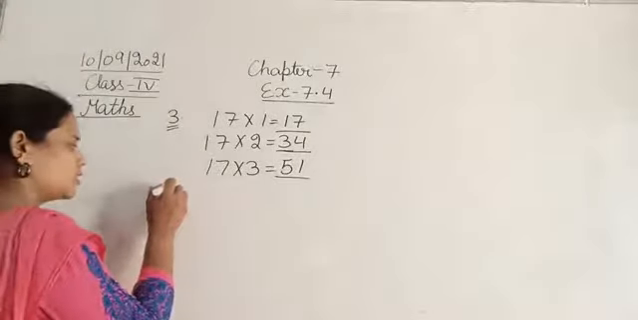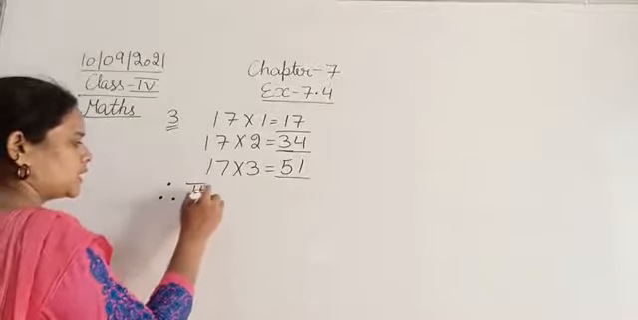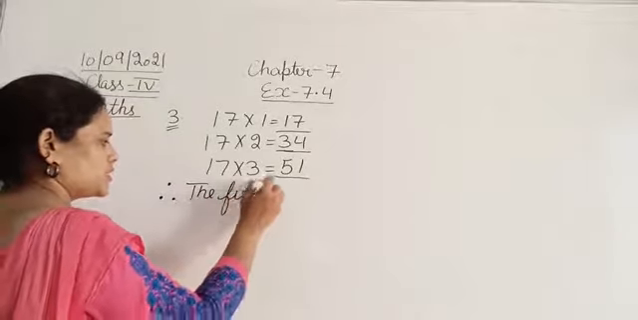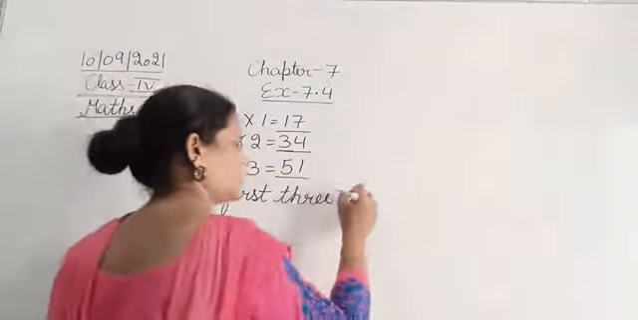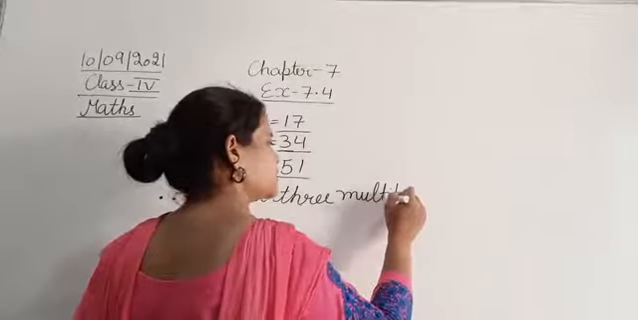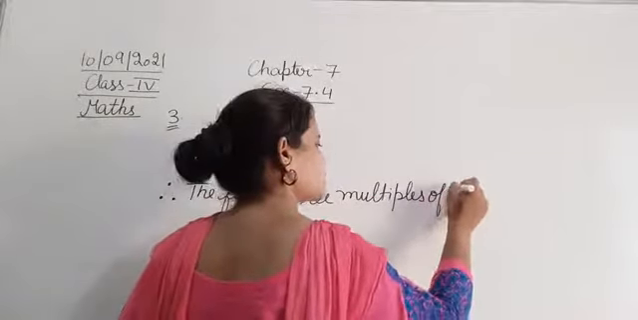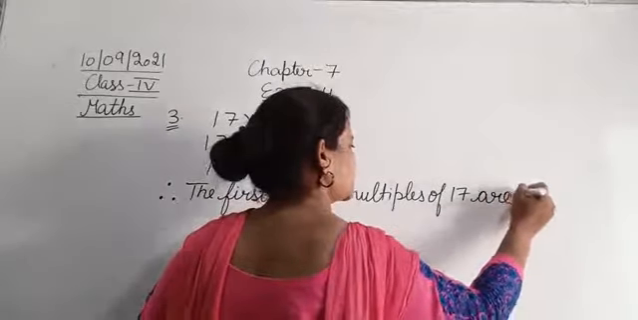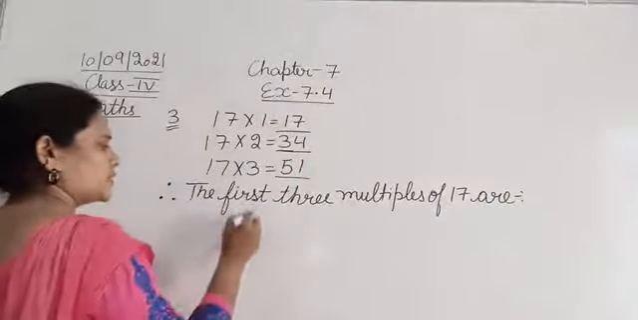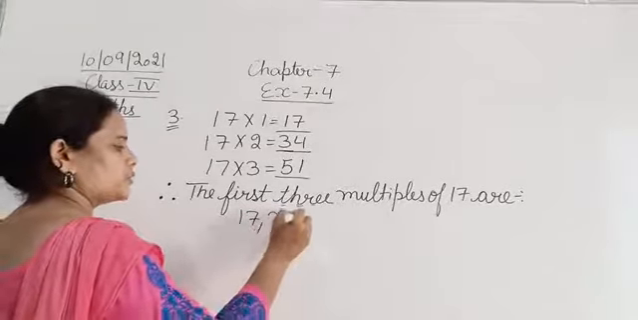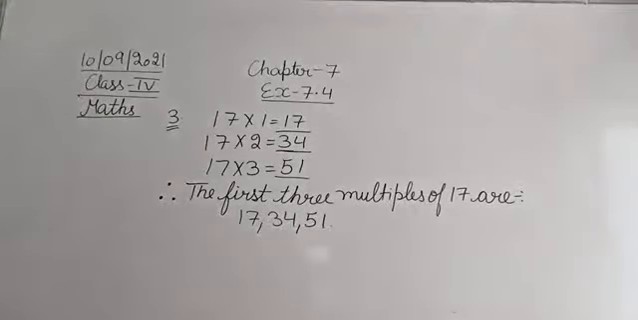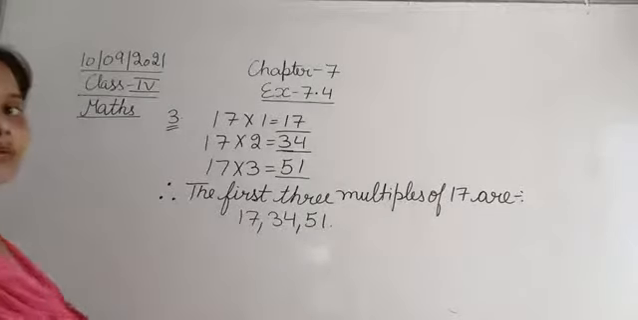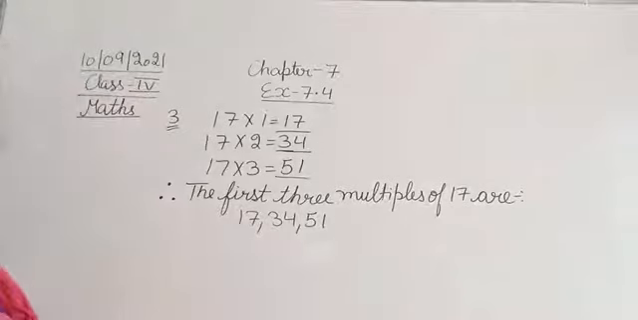Okay, therefore the first three multiples of 17 are 17, 34 and 51. So these are the first three multiples of 17.